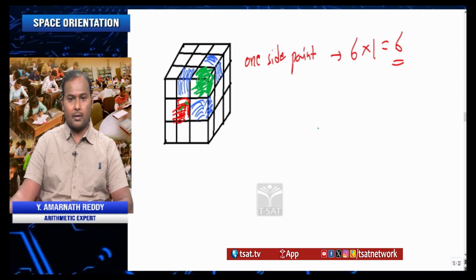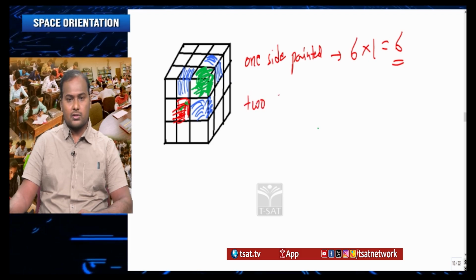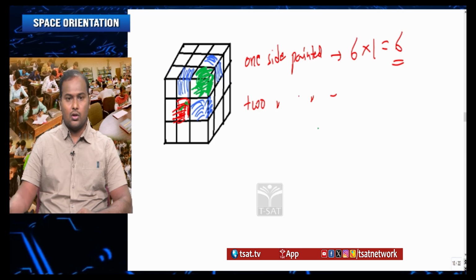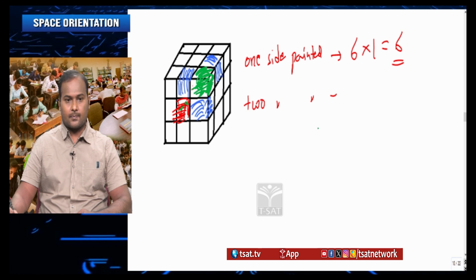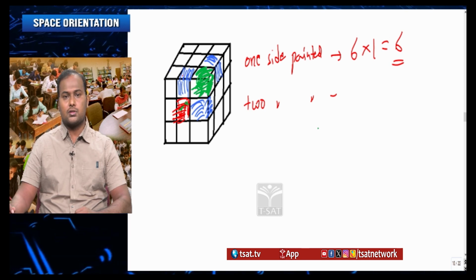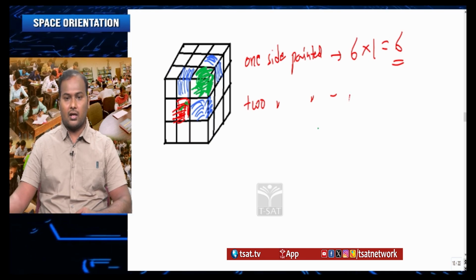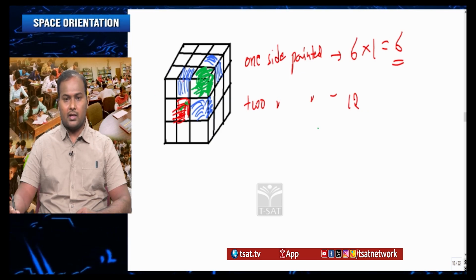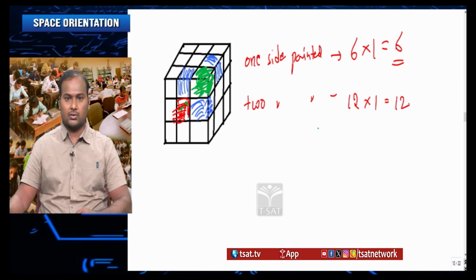One side painted. Now the next question will be, how many small cubes will have 2 side paint? If this is the question, where is the 2 side paint present? Always on the edges. See the blue color, this blue colored one is present on the edges. So 2 side paint is present on the edges. In total how many edges? We already discussed that there are 12 edges. And on each edge, how many are painted? Here also 1 is painted. So 12 into 1, that is 12 is the answer.